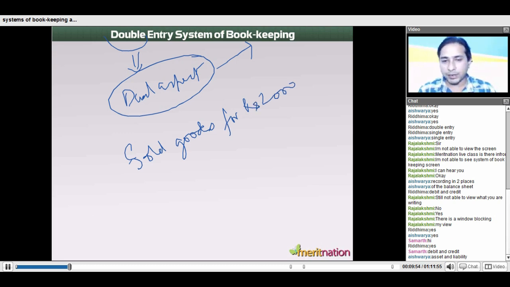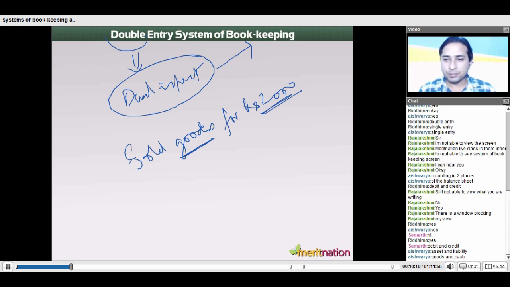Now what is happening here? We have sold goods and we have received cash. So which are the two accounts that are getting affected here? Anyone? I'm looking for the answers. Aishwarya is saying goods and cash. Fine. Anyone else?